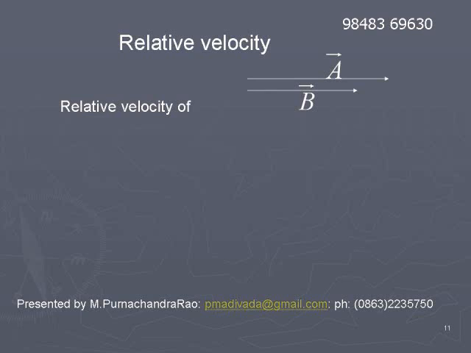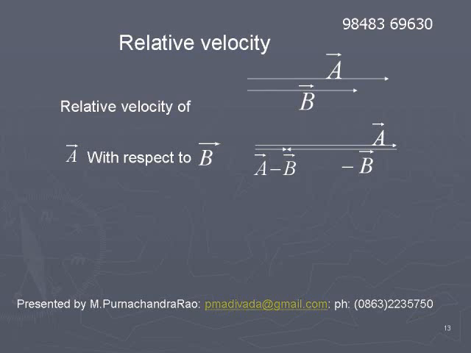Let us take two vectors A bar and B bar. A with respect to B means A bar minus B bar. So construct the A bar vector and the minus B bar vector from the head of A bar. Then we will be left with a small vector from left to right, that is A bar minus B bar. This is the relative vector of A bar and B bar.